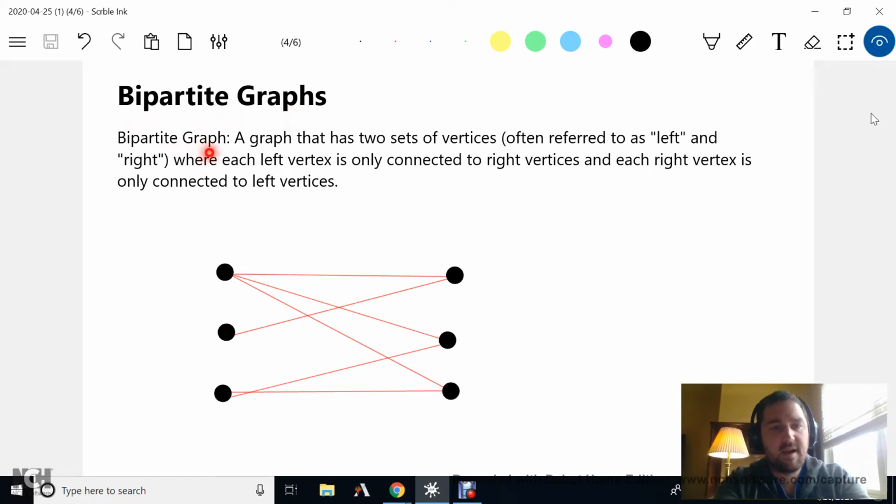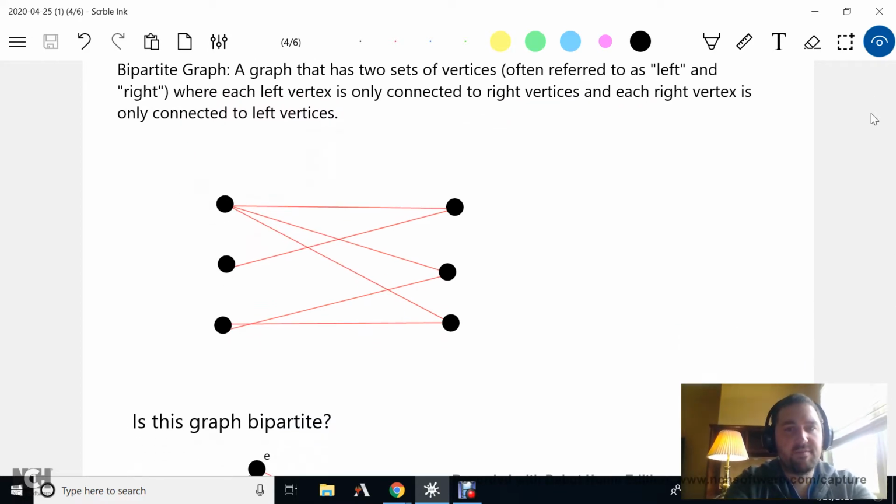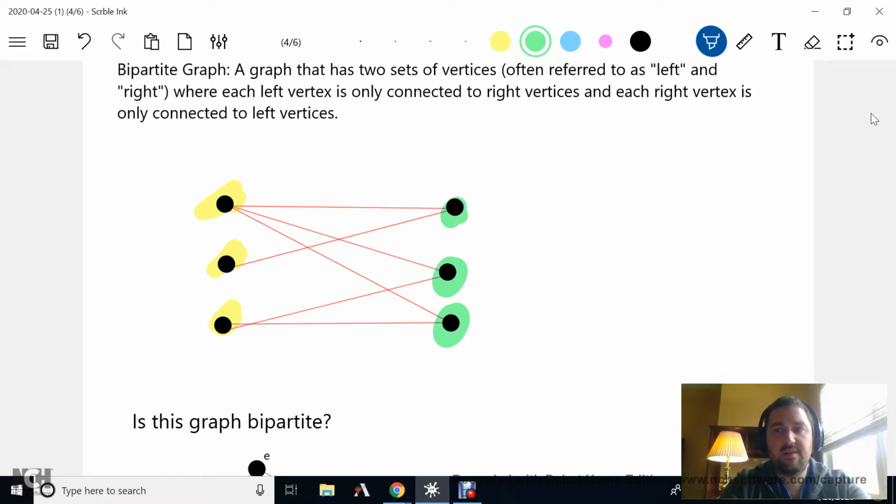Now, a bipartite graph is a graph that has two sets of vertices, often referred to as a left and a right, where each left vertex is only connected to right vertices, and each right vertex is only connected to left vertices. The main idea is that all three of these left vertices don't connect to each other. They only connect to right vertices. And the right vertices don't connect to each other either. They only connect to left. So this space will always be empty if you have a bipartite graph.